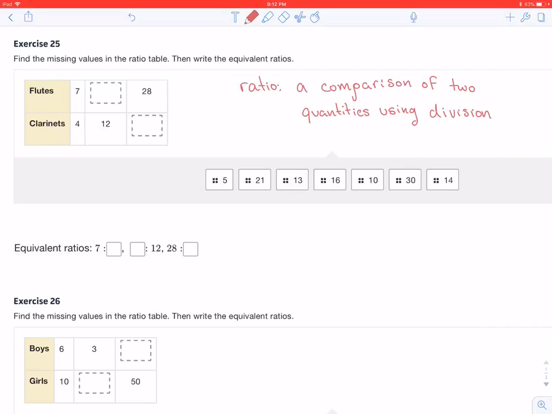Exercise 25 and exercise 26 are not actually part of the chapter 4 material. They are an introduction into the chapter 5 material that we're going to be going over now that you're towards the end of 4.4.